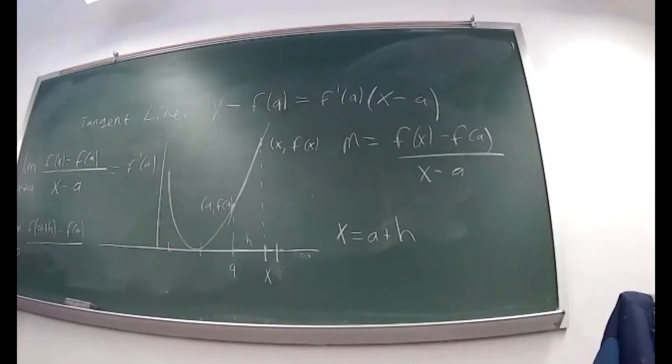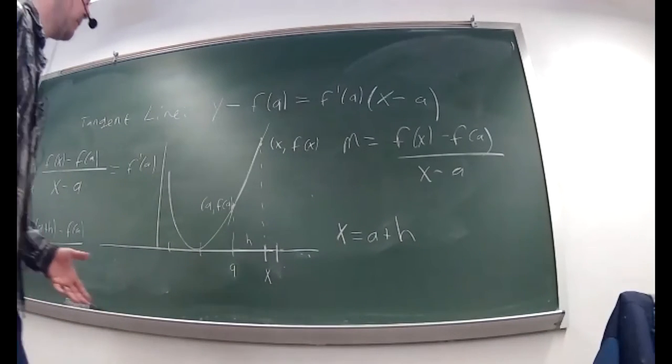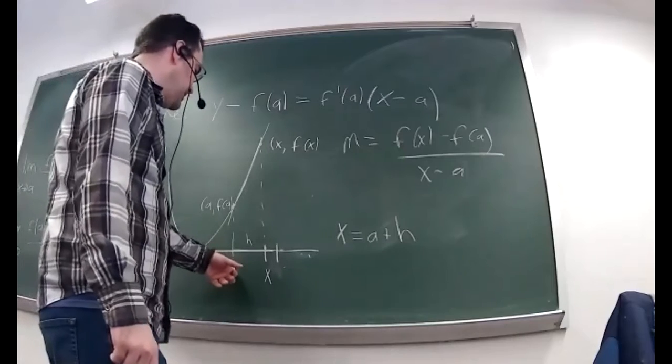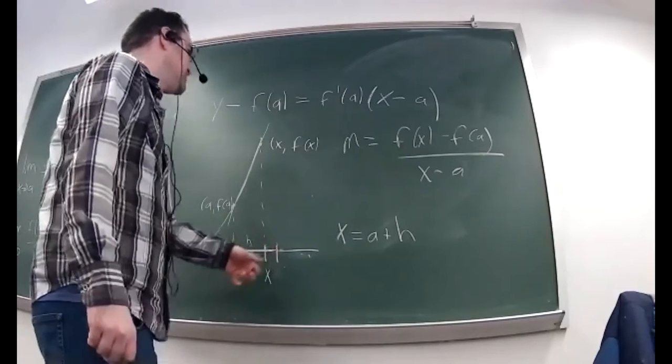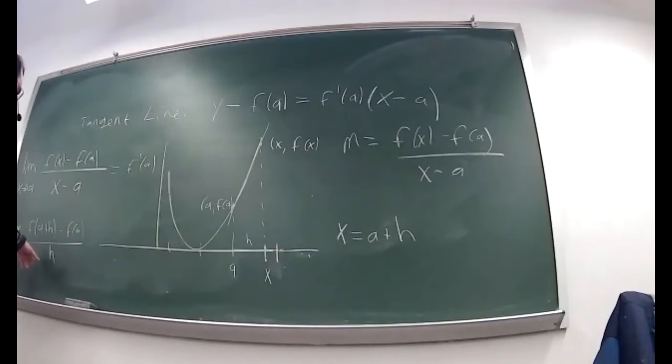And then again, x is a plus h. So a plus h minus a is just h. So just a word of caution: depending on which notational setup you use, whether you like to say a and then a plus h and take the limit as h goes to 0, or whether you like to say x and a and take the limit as x goes to a, it really doesn't matter.